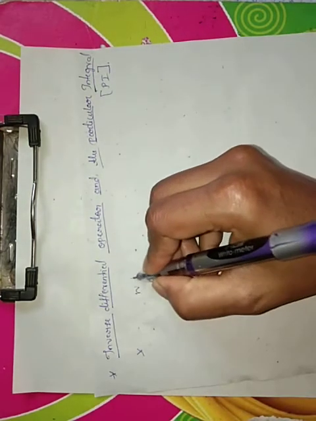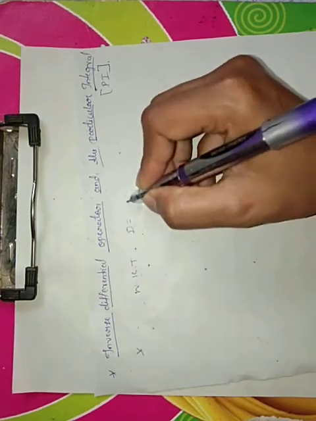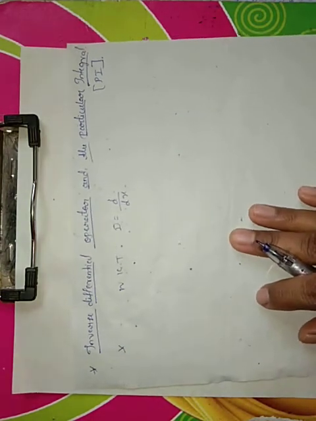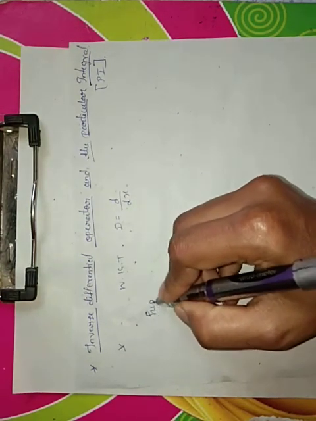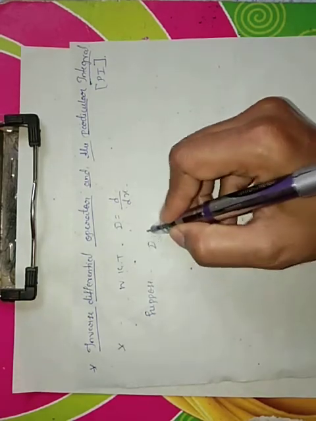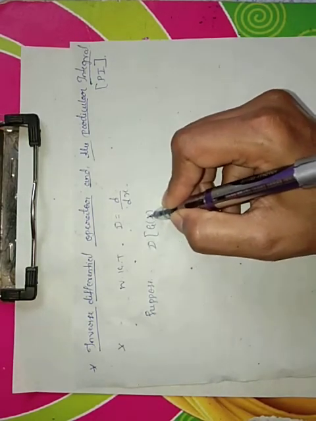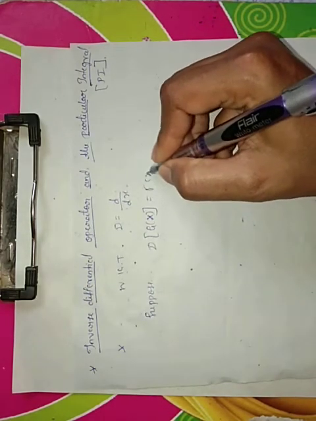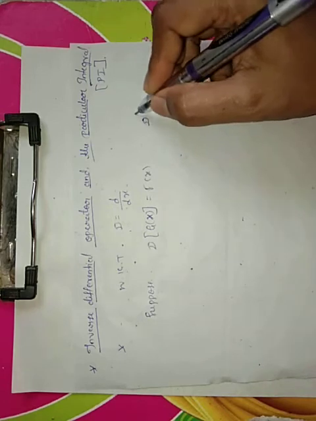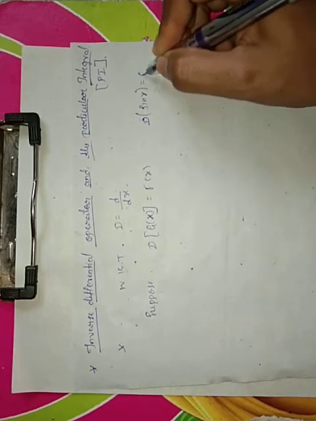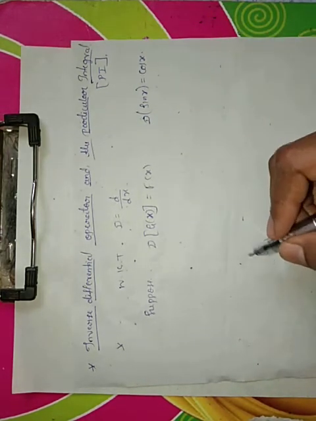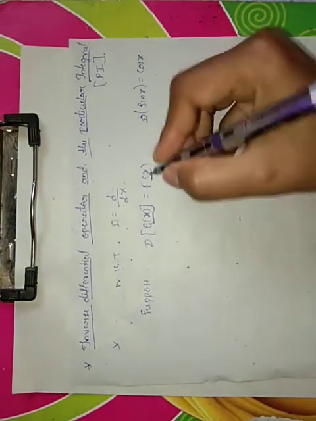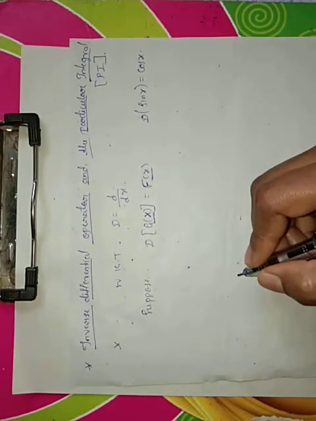Here, generally we know that capital D indicates d by dx. Suppose the derivative of some function is equal to another function. For example, derivative of sin x is equal to cos x. Derivative of g of x is equal to some other function, we are considering it as capital F of x.